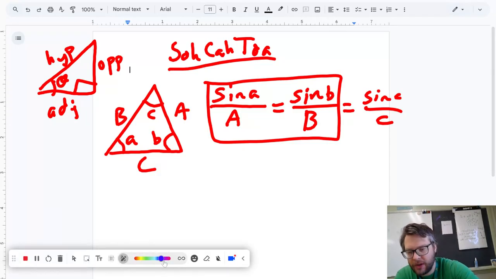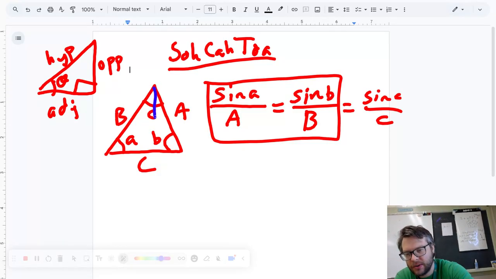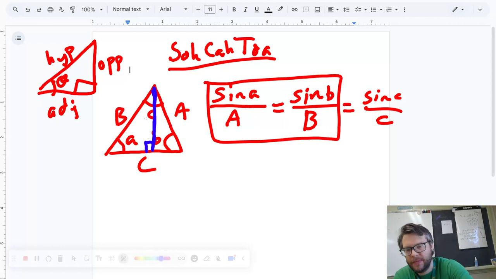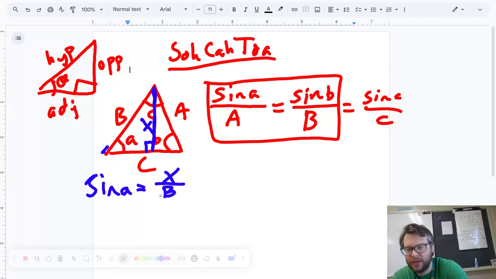I'm not going to do the whole thing, but you can prove this is true by just splitting this triangle in half like this, because then that makes a right triangle. And if you call this unknown height x, or if you call it h, you can use your SOHCAHTOA, and you can see that sine of A is equal to opposite over hypotenuse. For this triangle on the left side, B is the hypotenuse. And you can see that sine of angle B is equal to opposite over hypotenuse.